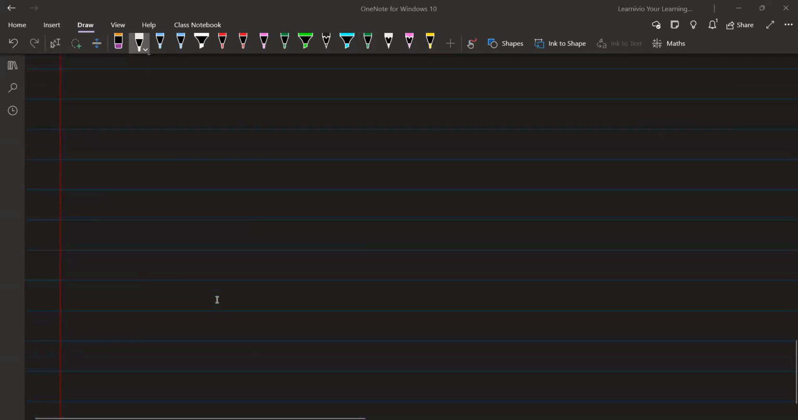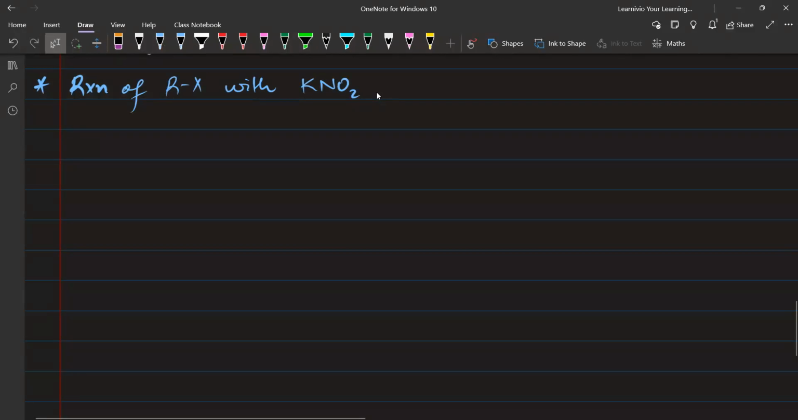A similar reaction happens with KNO2 and AgNO2. Please write this down too. Reaction of haloalkane with KNO2 gives RONO, but with AgNO2 gives RNO2. So here also the same reason is present.